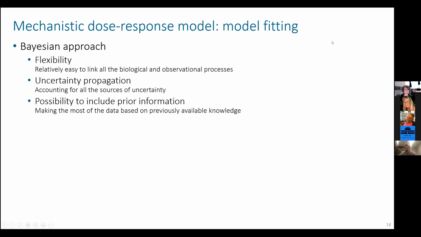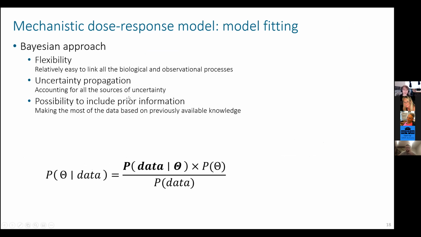So I chose to use a Bayesian approach because it gives lots of flexibility. It allows you to propagate the uncertainty at the different stages of the process. And you can also use prior information, if you have some, to improve model fitting and optimize your use of the data based on previously available knowledge.